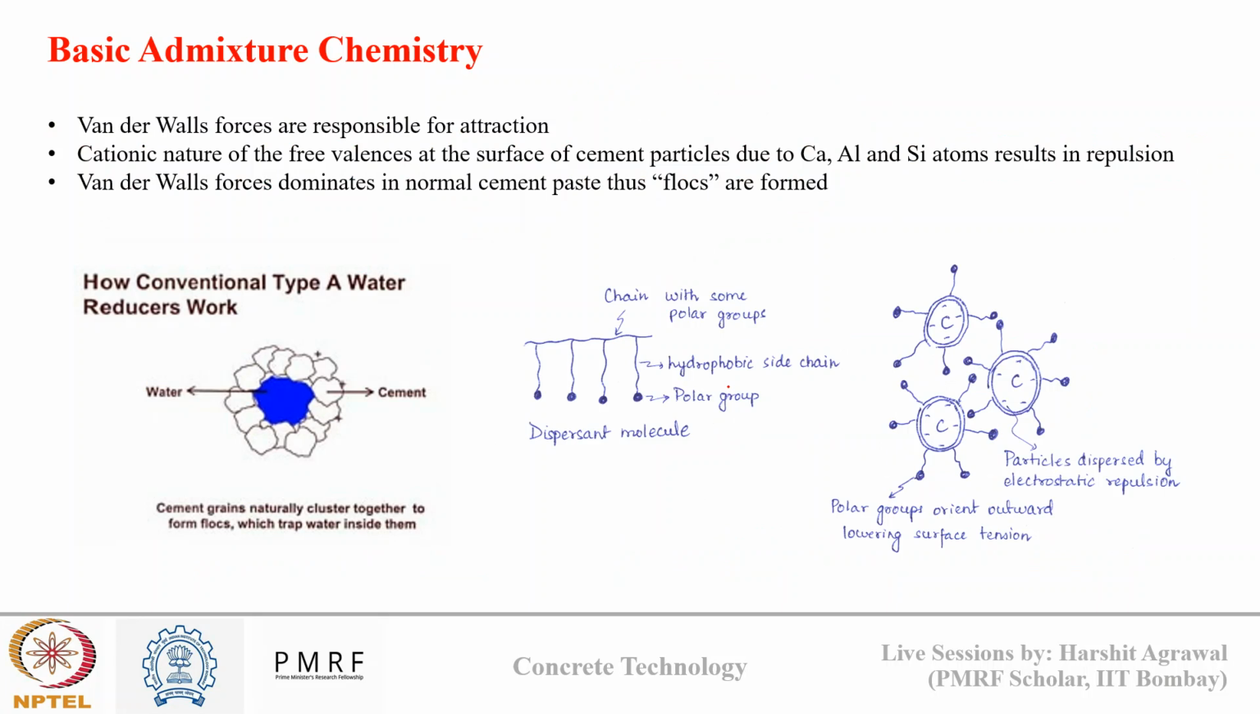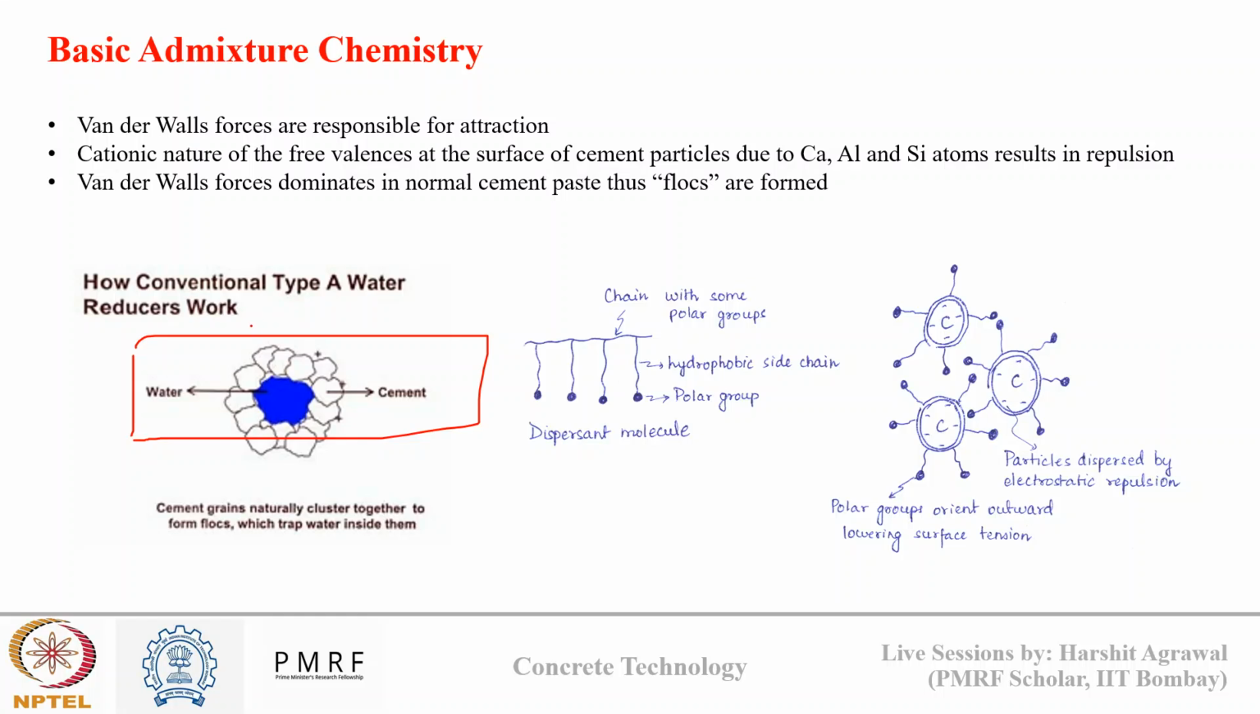Okay, now how they act with the cement grain. So if we just see a simple cement plus water system like shown here, my cement grains are not separated. They are naturally clustered together into a flock which traps water. Now, why is this flock formed? Because of van der Waals force of attraction.